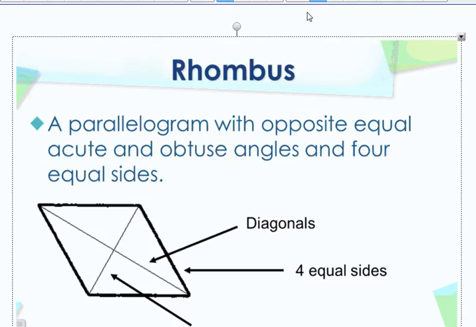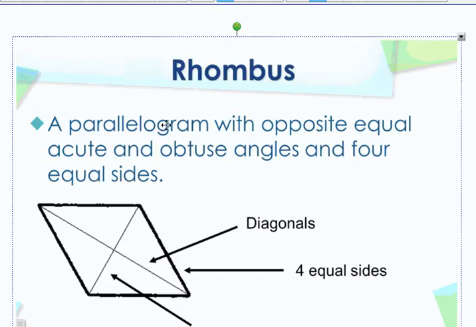Part 2 for tonight's homework, we're going over another shape. This shape is a type of quadrilateral, and it's called a rhombus. If you can, write down this drawing and write down the definition. A rhombus is a parallelogram with opposite, equal acute and obtuse angles, plus there are 4 equal sides. So here's what a rhombus kind of looks like.